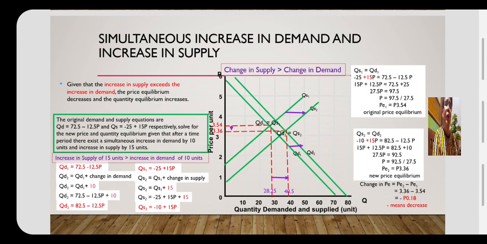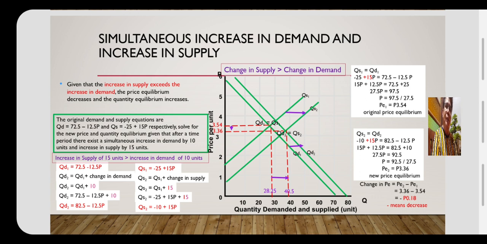So if we look at the graph, notice that the gap between the original supply curve and the new supply curve is bigger than the gap between the new demand curve and the original demand curve. So this gap, whether big or small, actually tells us how big the change is graphically. So since the gap between the original supply and the new supply curves is bigger than the gap between the new demand curve and the original demand curve, then we say that the change in supply is greater than the change in demand.